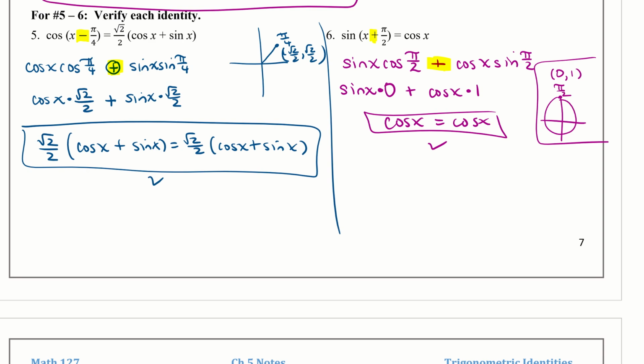So the solutions for 5 and 6 are up on the board. What I chose to do on number 5 was work on the left-hand side. I used the difference formula for cosine, did some evaluation of sine and cosine at pi over 4, and then factored out a GCF of root 2 over 2 to get this to look like the right-hand side of the equation. For number 6, to verify this, I started on the left-hand side. I used the sum formula for sine, evaluated cosine of pi over 2 and sine of pi over 2, and it ended up simplifying to cosine of x on both sides.